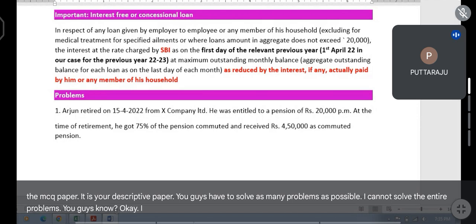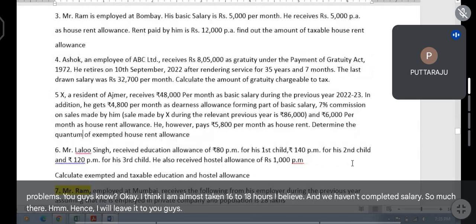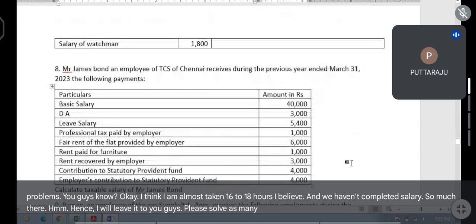I think I have almost taken 16 to 18 hours, I believe. And we haven't completed salary. So much there. Hence, I will leave it to you guys. Please solve as many problems as possible.